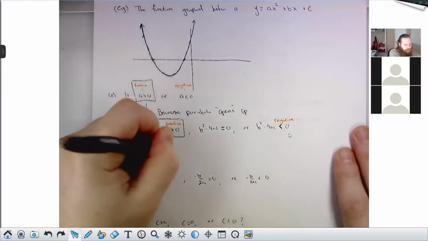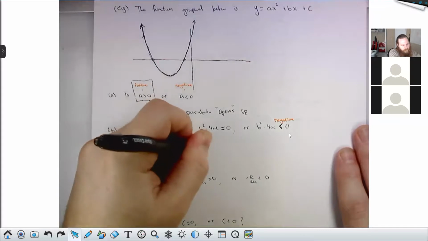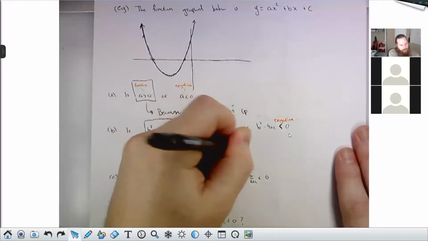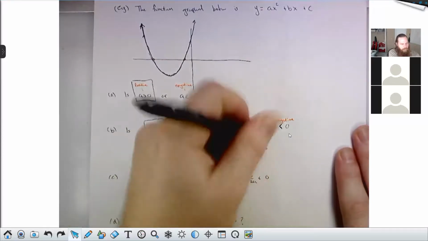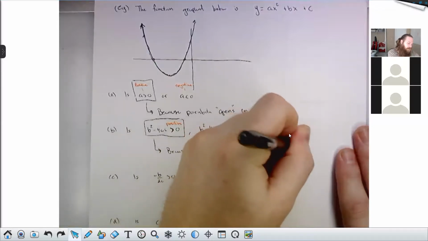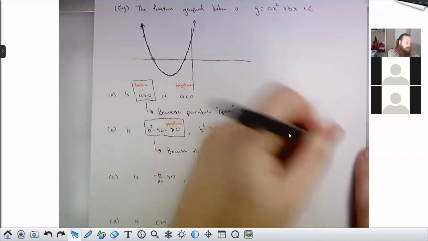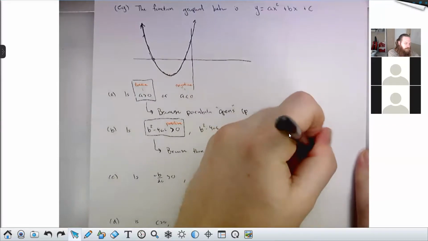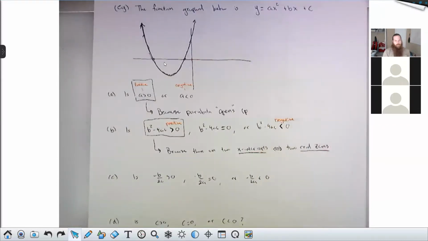The discriminant has to be positive because there are 2 x-intercepts. Which means there are 2 real zeros, right? Every x-intercept is a real 0. So if you have 2 x-intercepts, then you have 2 real zeros, which means your discriminant has to be positive. If you have 1 x-intercept, that means you have 1 real 0. That means your discriminant has to be 0. And if you had no x-intercepts, that means you have no real zeros. That means your zeros are all complex numbers. That means the discriminant, which is the part under the square root in the quadratic formula, has to be negative.